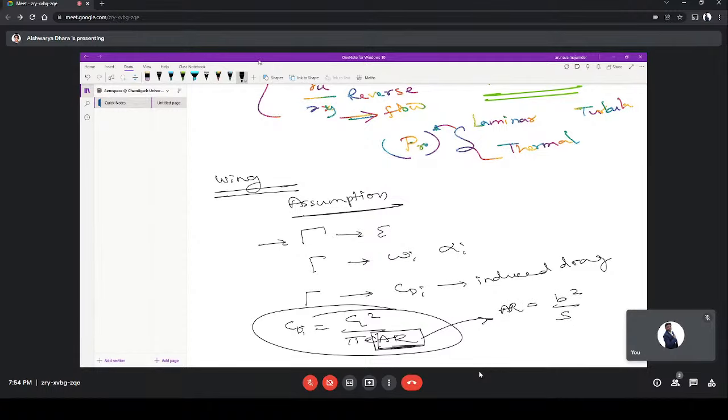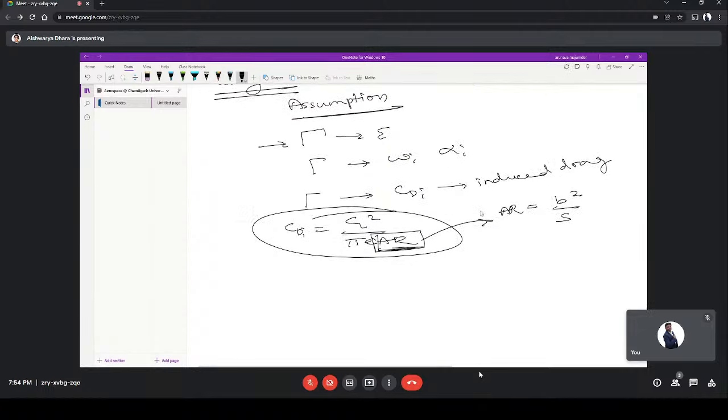So there may be small numericals where you may need to use this to find out an alternative parameter. What is aspect ratio? Equals b squared by S.